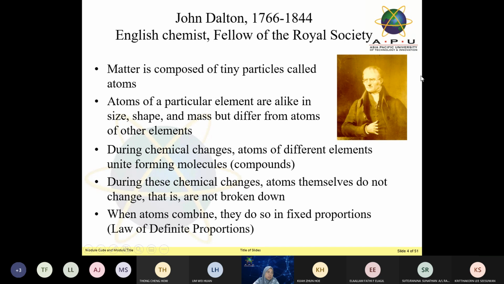Okay, look at the English chemist. Matter is composed of tiny particles called atoms. Atoms of particular elements are alike in size, shape, and mass, but differ from atoms of other elements. For example, you can have a wooden chair and also a stainless steel chair. They can have the same shape, but they are from different materials. One from wood, one from stainless steel. That is what this means.